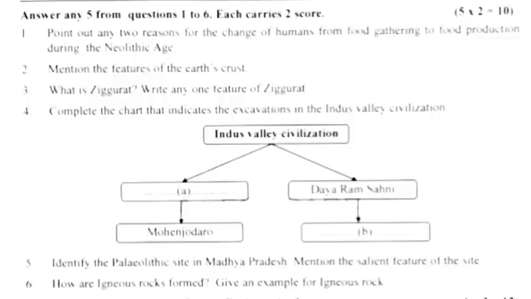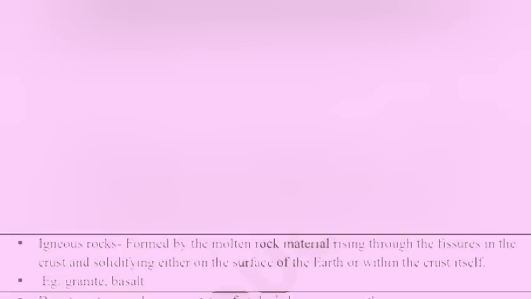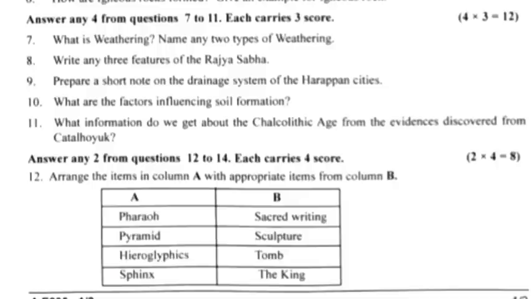6. How are igneous rocks formed? Give an example for igneous rock. Answer: igneous rocks are formed by the molten rock materials oozing through the fissures in the crust and solidifying either on the surface of the earth or within the crust itself. Example: granite and basalt.